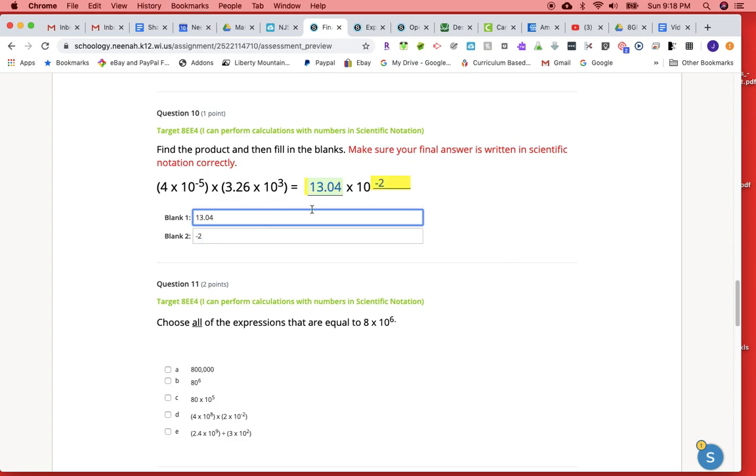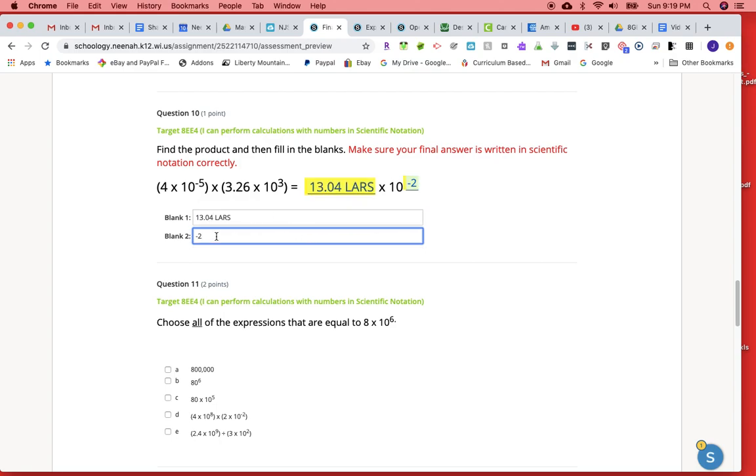So now we have to see to make sure that this is in correct scientific notation. It is not. 13 is too big. We have to move our decimal one place to the left. If you remember LARS, I'll put it right here so you can see we're moving one place. Let's get rid of this decimal here. We move left, so we have to add 1.